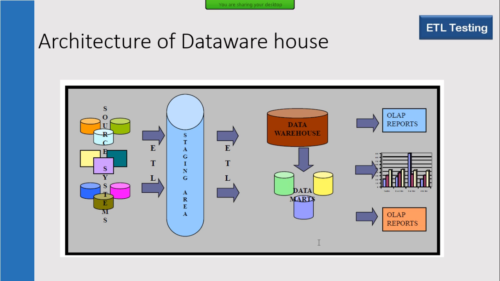From there it's loaded onto your warehouse. From the warehouse it goes into your business intelligence. These OLAP reports, all these reports, are your business intelligence reports. Now we'll be talking about business intelligence. What is happening is you're extracting the data from all the sources, transforming it in the way the business requires, and loading the data into a particular storage like a warehouse.